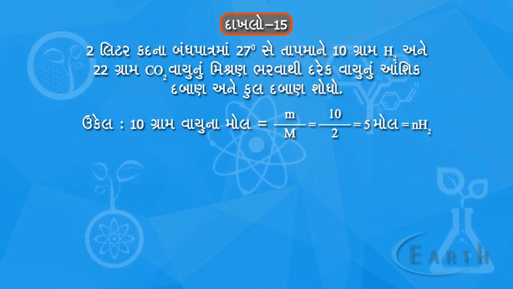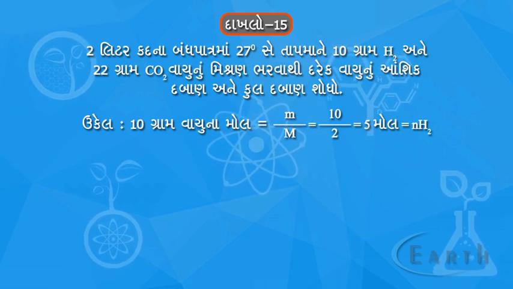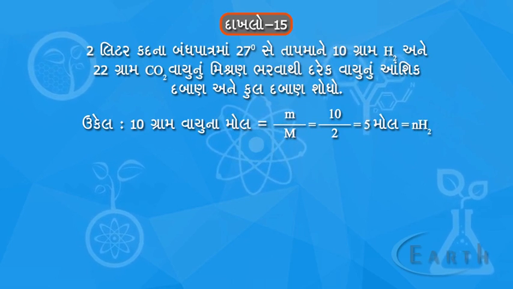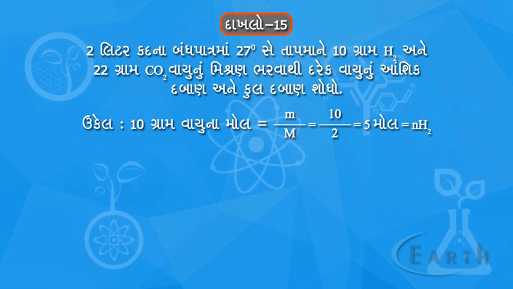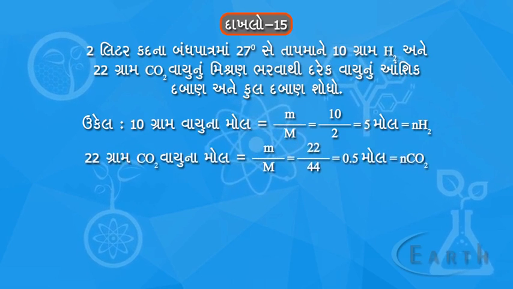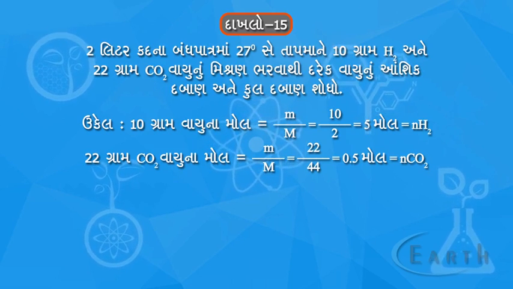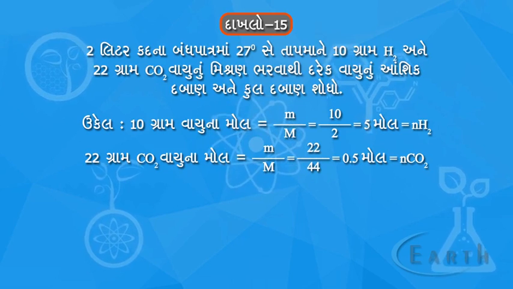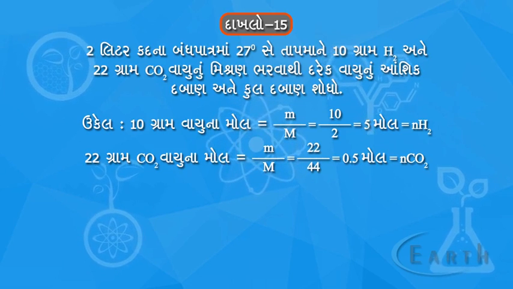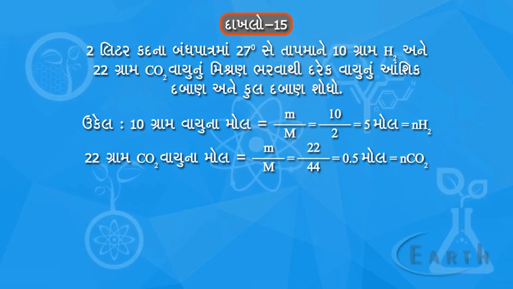ઉકેલ: 10 ગ્રામ H2 વાયુના મોલ is equal to small m upon capital M is equal to 10 upon 2 is equal to 5 mol is equal to NH2. 22 gram CO2 વાયુના mol is equal to small m upon capital M is equal to 22 upon 44 is equal to 0.5 mol is equal to NCO2.